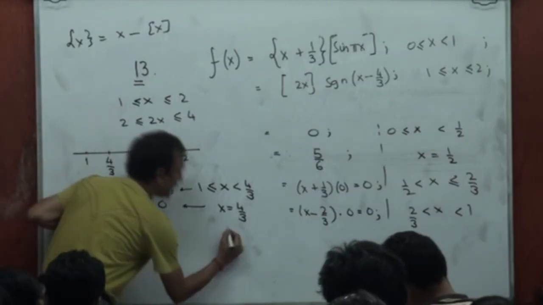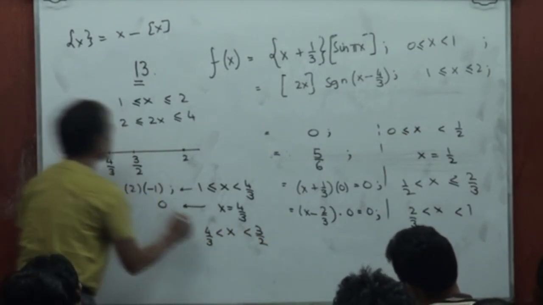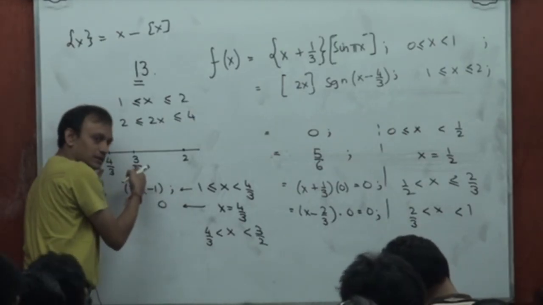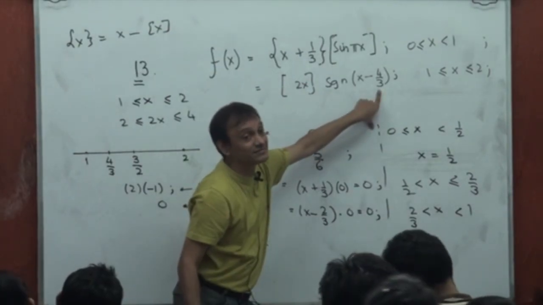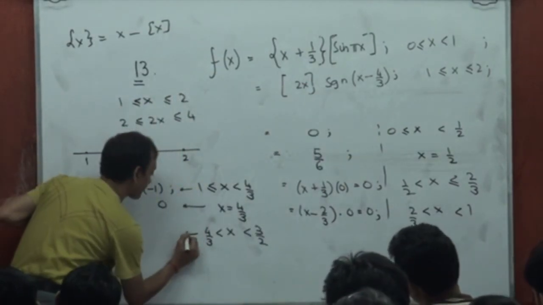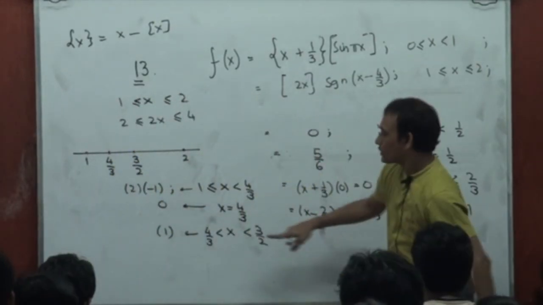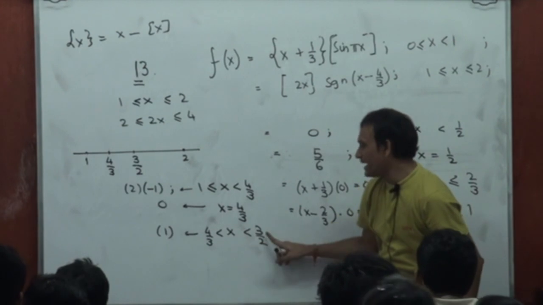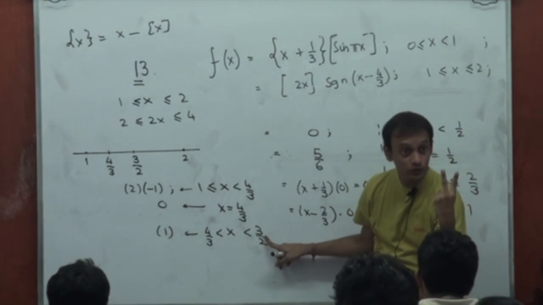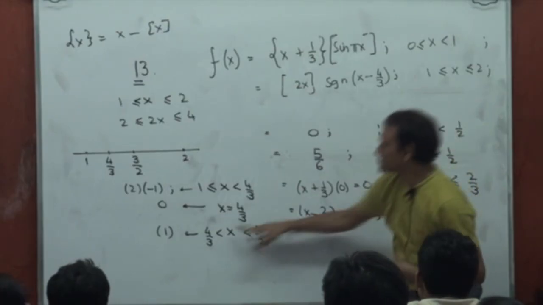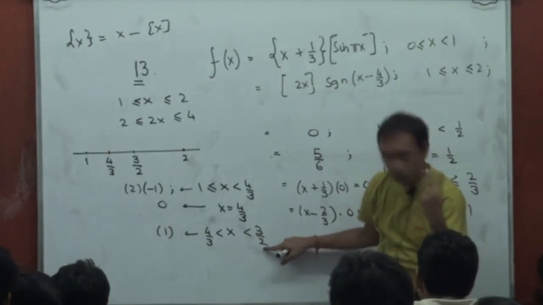Now, when x is greater than 4/3 but less than 3/2, signum of this would be plus 1, right? And then 2x will lie between 8/3 and 3. That means box of 2x will be 2. Yes or no? 2x will lie between 8/3 and 3. So box of 2x will be 2 for all points here.